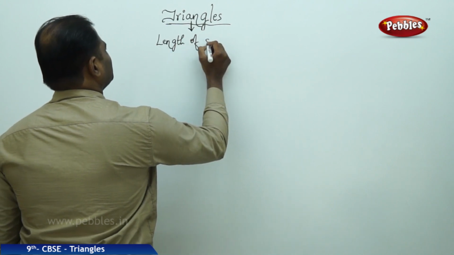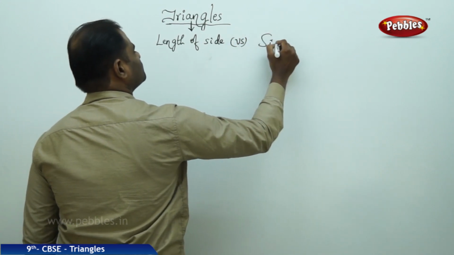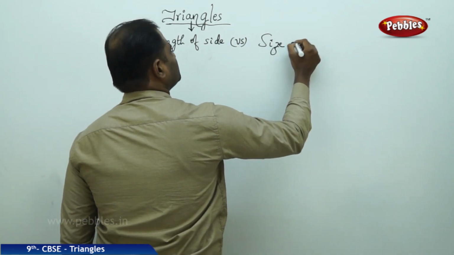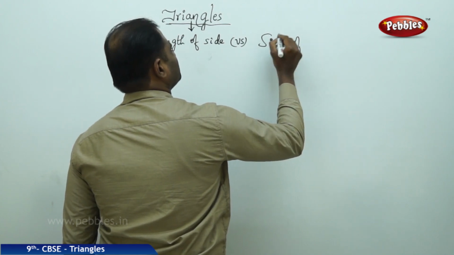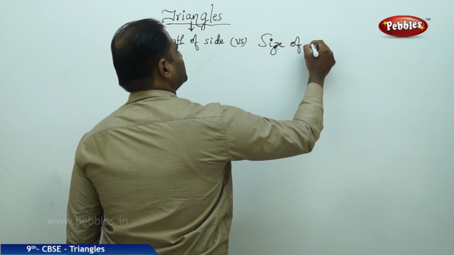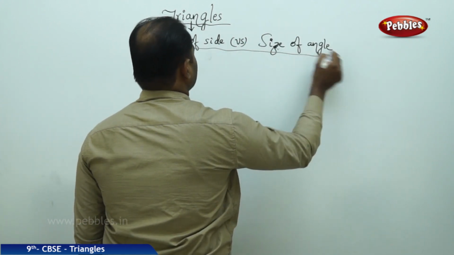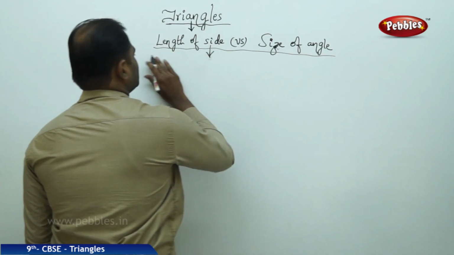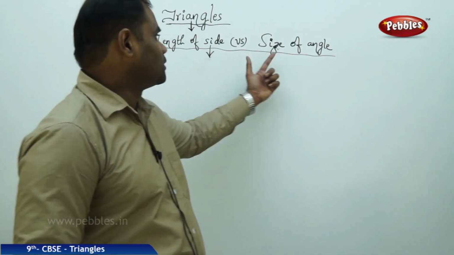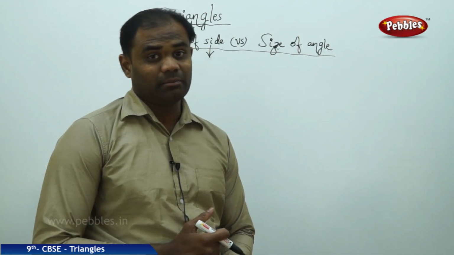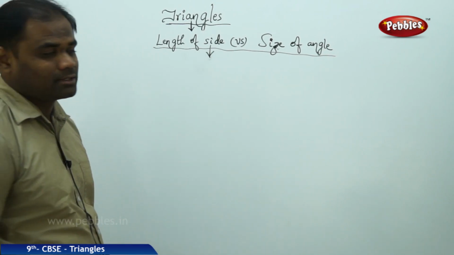Length of side versus size of angle. So let's see how we can connect the length of the side of a triangle with the size of the angle as that made. Before we get into understanding this, let's take a smaller line.